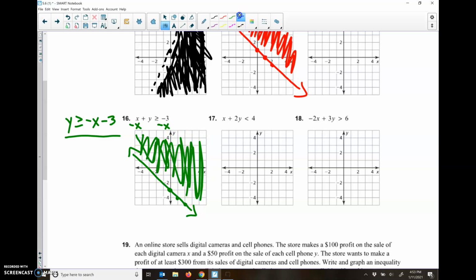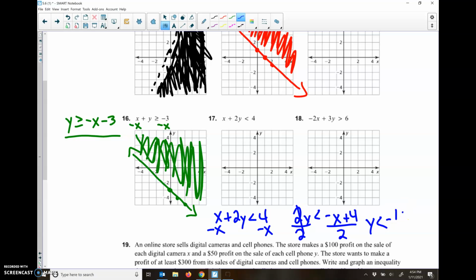Now I'll do 17 and then be done. So I got x plus 2y is less than 4. So I need to get that x away. So now I have 2y is less than -x plus 4. And then I still got that 2 in front of the y. So I'm going to divide each side by 2. Remember, both of these get divided by 2. So -x divided by 2 is the same as -1/2 x. And then 4 divided by 2 is 2.